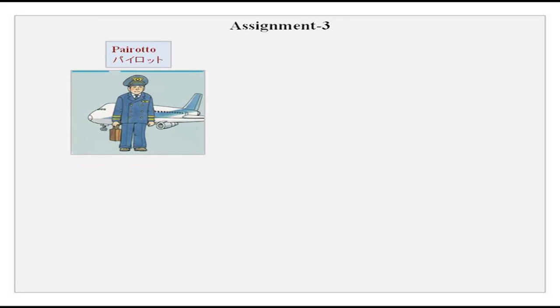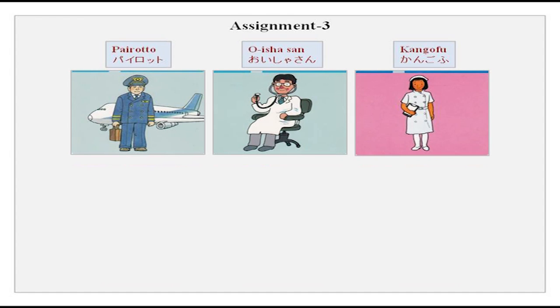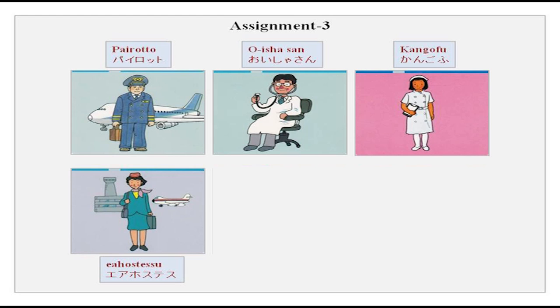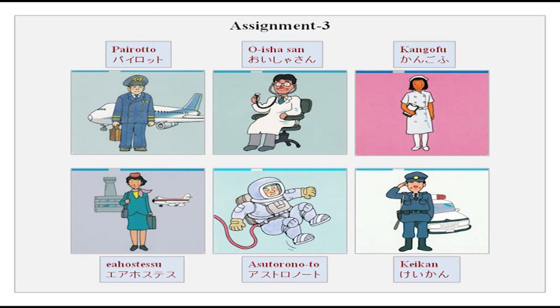Now, you had this assignment 4, where you were to tell from the picture what is the profession of these people. So, the first one, let us see what it is. It is Pairetto. It is written in katakana. Oisha-san is a doctor. Kangofu is a nurse. Air hostess, again in katakana. Astronotto, again in katakana. And keikan. So, I am sure you can all make out from the picture what their profession is.